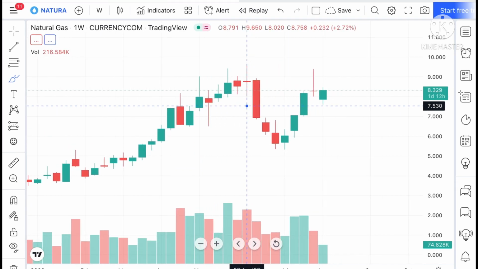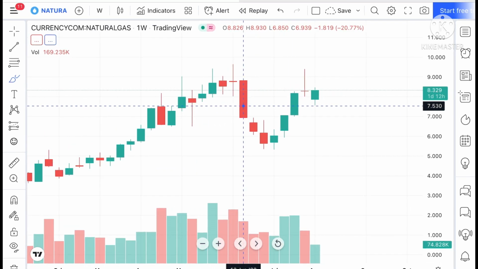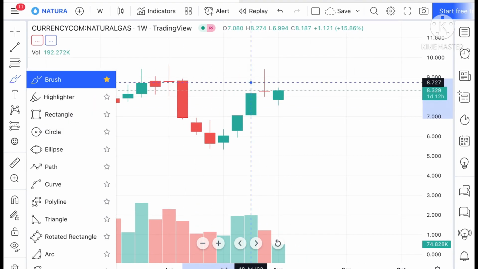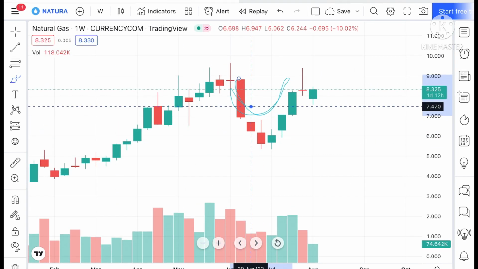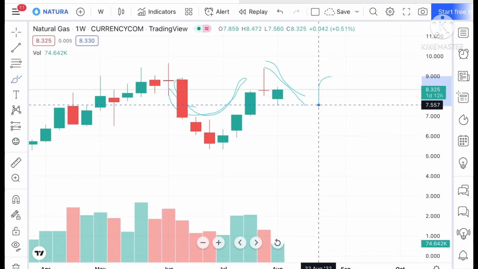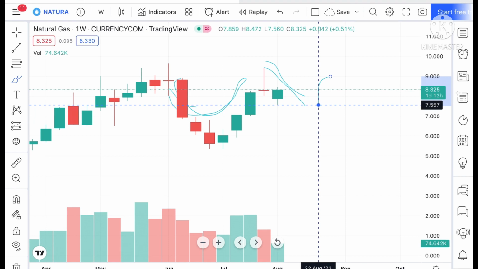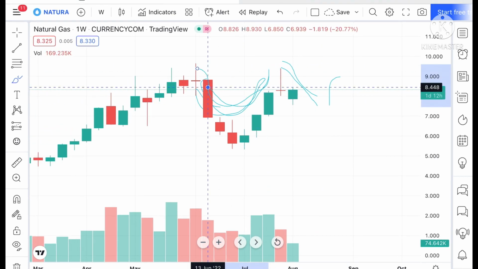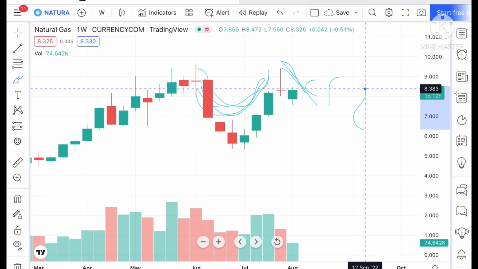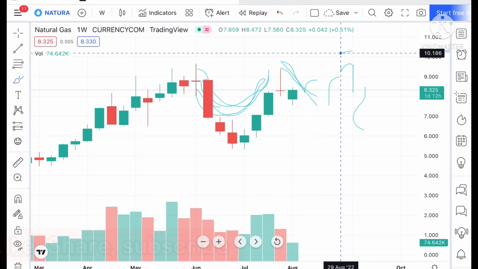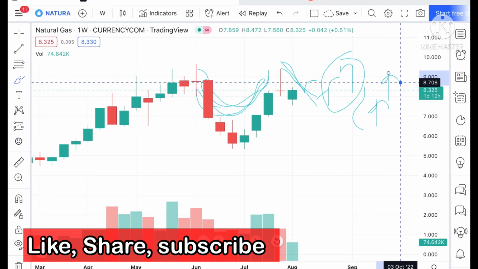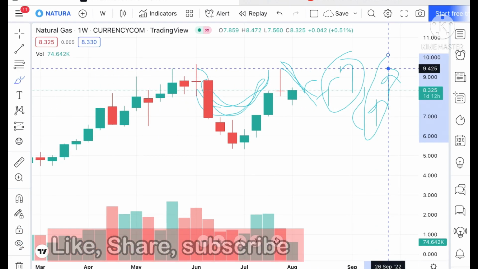If you look at the price of natural gas, there is a U pattern forming. After that U pattern, we have seen a downfall, and it has already made a low of around $7.5. There is a high probability that a cup pattern is forming, and if this level sustains, we can see it go further upside.